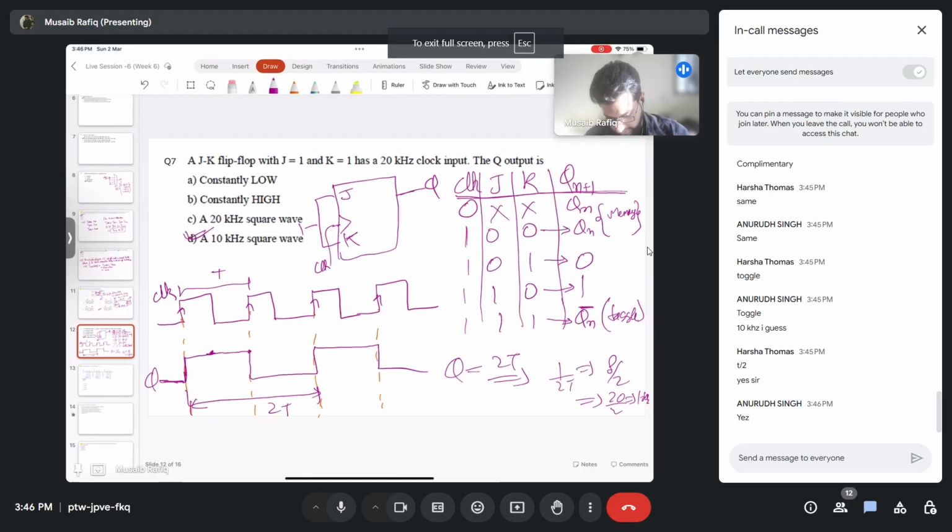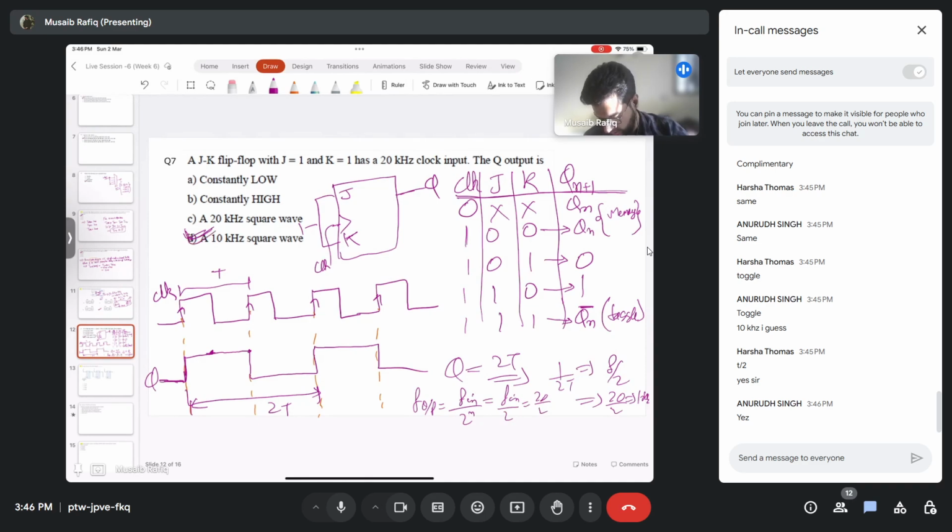So it will toggle, and you can simply write the output clock frequency as f input by 2 raised to the power n, where n is the number of flip-flops connected. So here f is 20 and n is only 1, so it will be f by 2, so 20 by 2, 10 kilohertz.